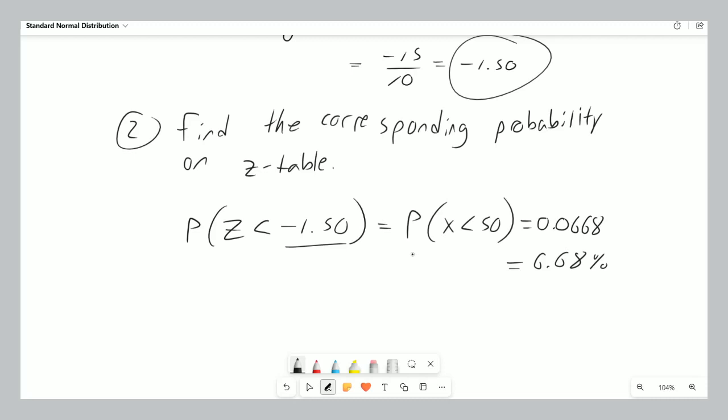So, if students write a test, the mean score is 65, the standard deviation is 10, the probability that a randomly selected student got less than 50 is 6.68%. You can expect 6.68% of students scored below 50. Okay.